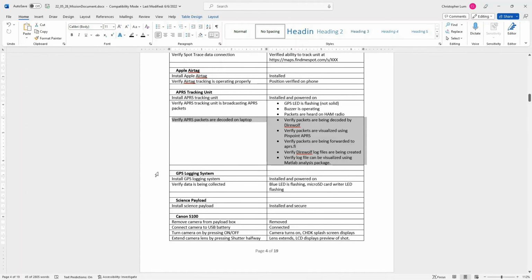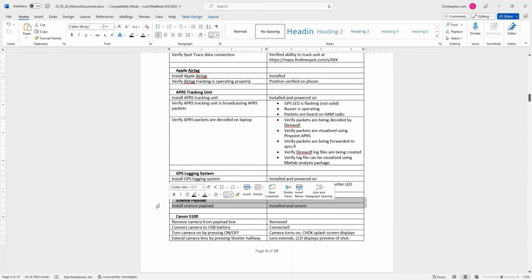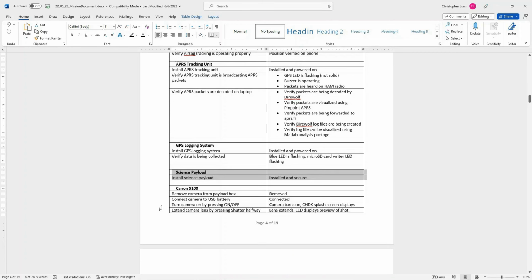Next, we got our GPS logging system installed, turned on, and we verified that it was collecting data. Then we installed our science. The science payload in this case, it turned out, was actually some candy. The kids wanted to send candy up to the edge of space and eat candy that was at a higher altitude than any other candy they had ever eaten before. So the science payload for this was, I think, a bunch of M&Ms and Skittles, actually. So that was just installed.